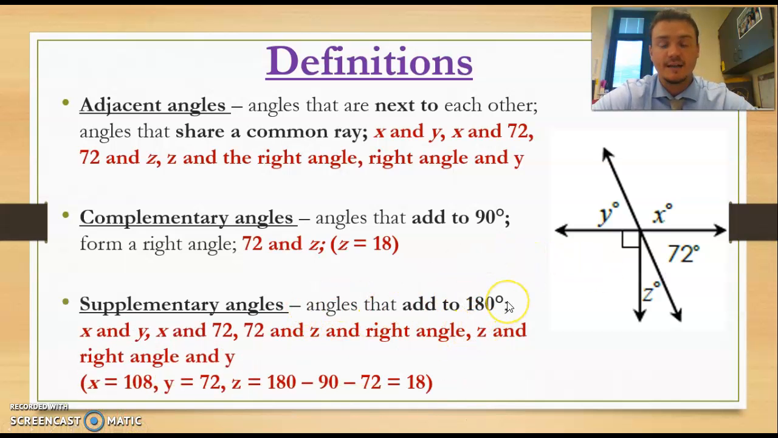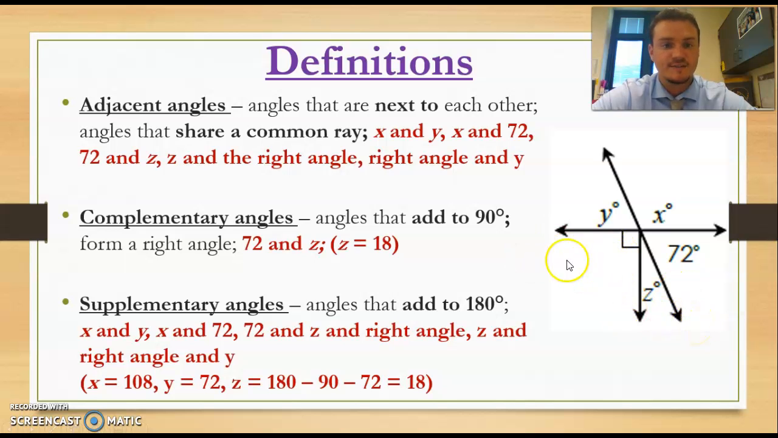Supplementary angles add to 180 degrees. So if we're looking at this diagram here, X and Y, these are adjacent angles, but they're also supplementary angles because together they would form this straight line. So these angles have to add to 180. Same thing with X and 72. These angles would have to add to 180 degrees because they help form this straight line. These two angles together form this straight line.